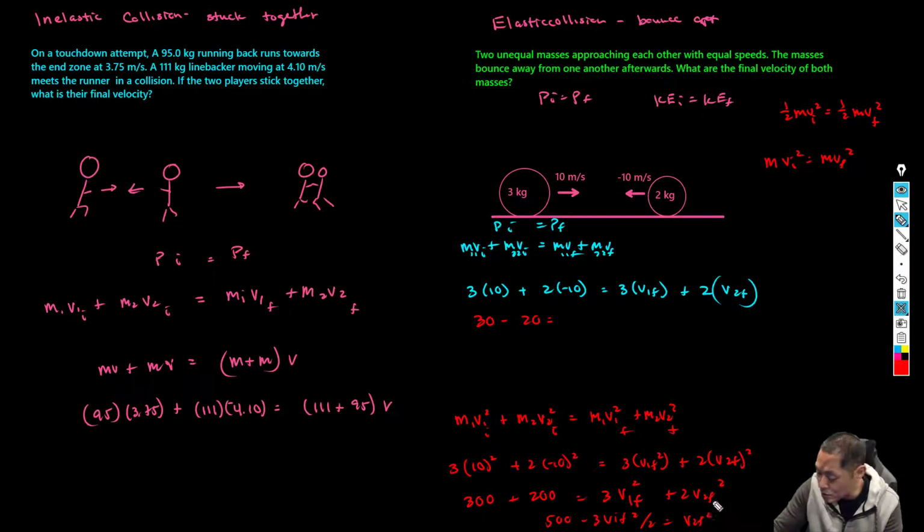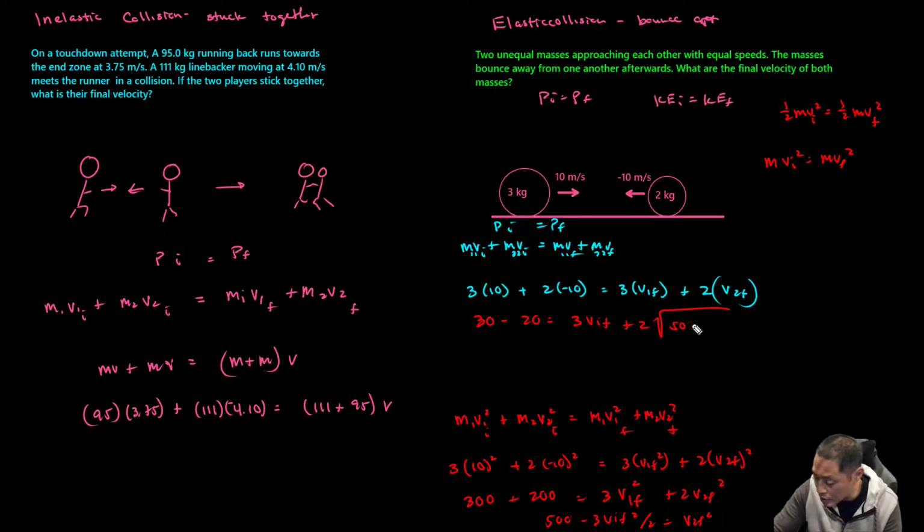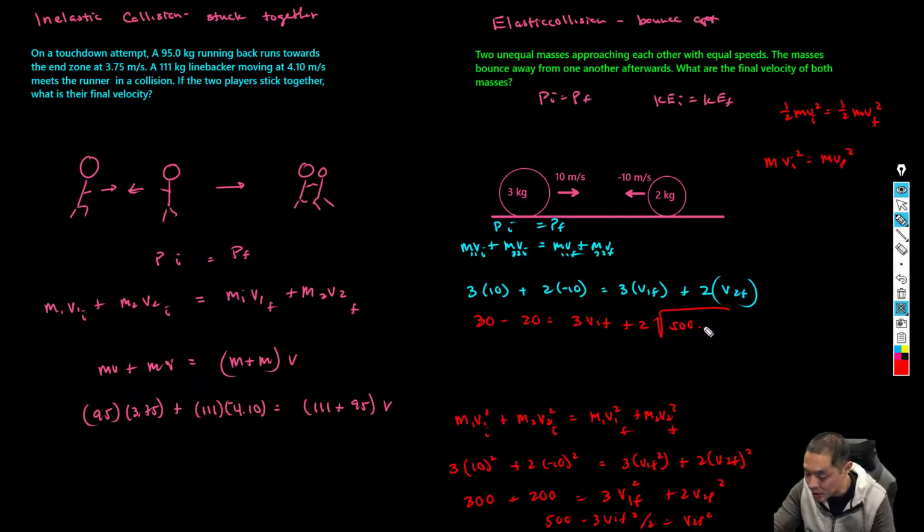And I'm going to substitute v2f. So I have 3 times v1f plus 2 times this sucker, the square root of 500 minus 3 v1f squared over 2. Okay, so you can tell really quickly these get really ugly.